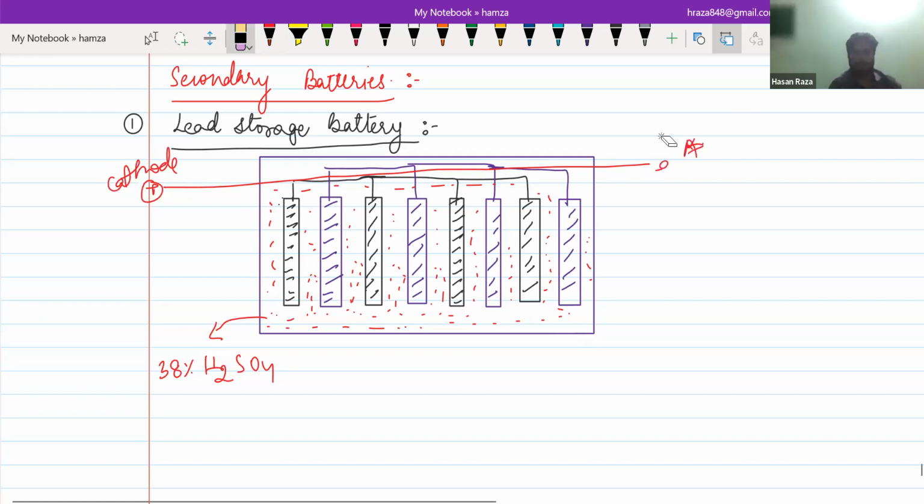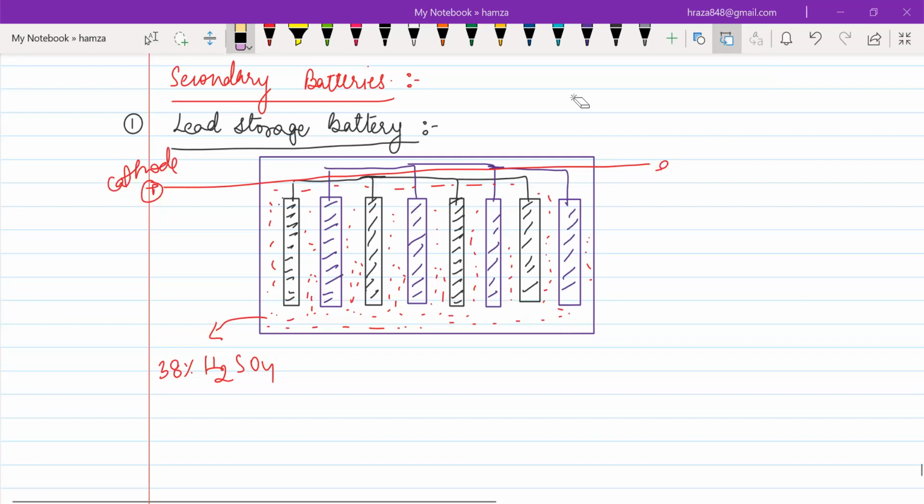Wait a minute, it's hanging. This is anode. Anode is made up of lead and at cathode there is PbO2. Please draw this diagram and let me know, then I am going to show you. The oxidation will be at anode, and what is the product at anode, then cathode, and then the net cell reaction. And since it is a secondary cell, there will be equations for charging as well as discharging.